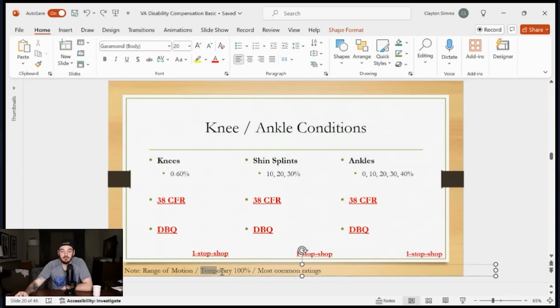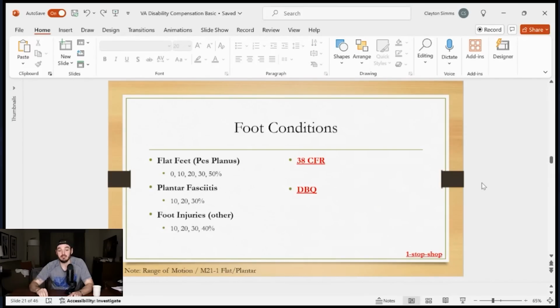Side note, for surgeries, okay, there is a possibility that veterans can be awarded a temporary 100%. For instance, if you have knee surgery, you can be awarded 100% up to 4 months, and then that can be extended depending on your condition and what that recovery looks like.